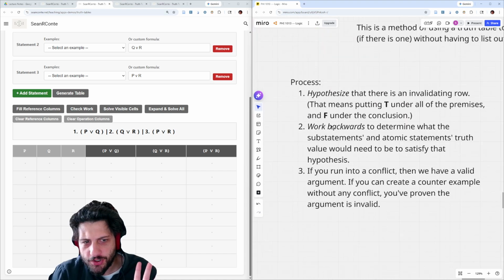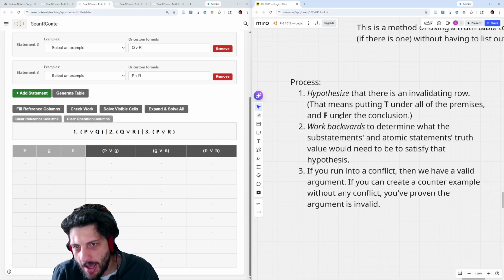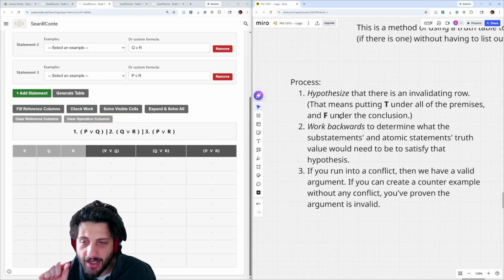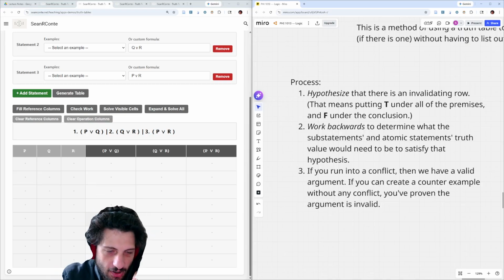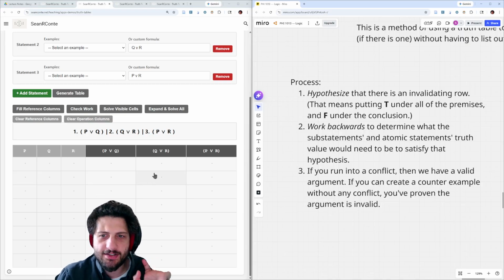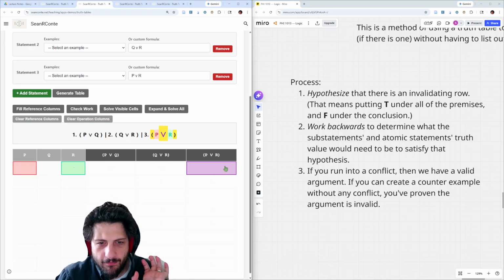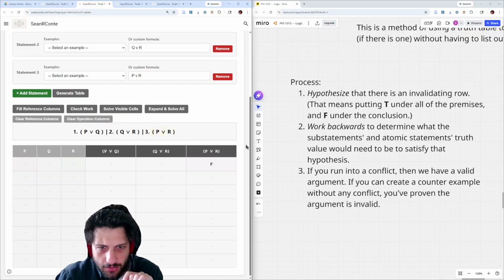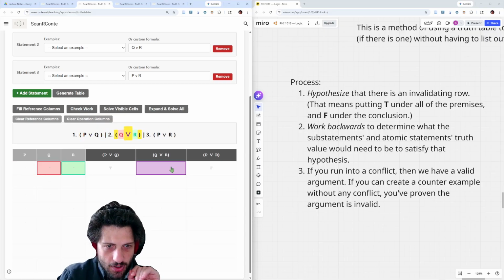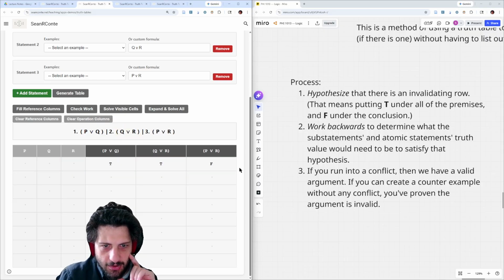First, what we want to do is hypothesize that there is an invalidating row, that there's a problem with the argument. So if we're going to hypothesize that there's an invalidating row, I have to put false under my conclusion, and I have to put true under both of my premises.